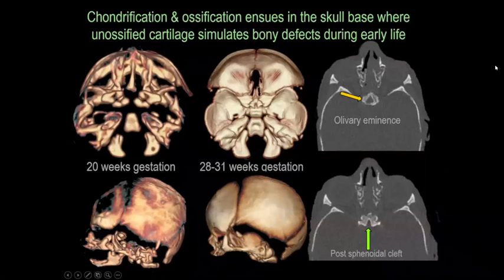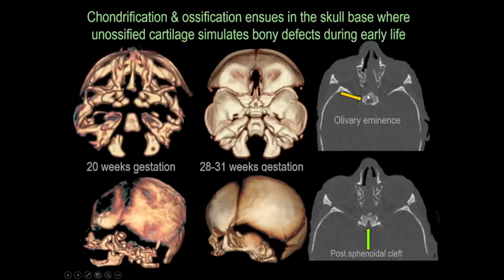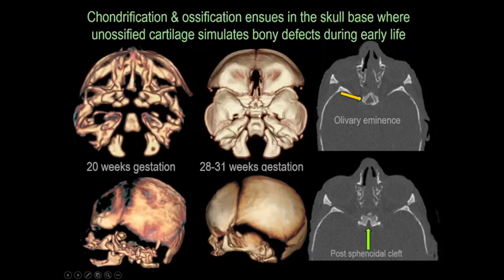Chondrification and ossification ensue in the skull base, where unossified cartilage will eventually simulate bony defects during early life. So here at 20 weeks of gestational age, you see a lot of defects. In fact, except for the foramina, which you can't really define so well here, all of that is cartilage. It's not just floating bone. Here by 28 weeks and 31 weeks gestational, you can see that those are filling in. This area here, this defect here, is called the olivary eminence, and this is the postsphenoidal cleft.